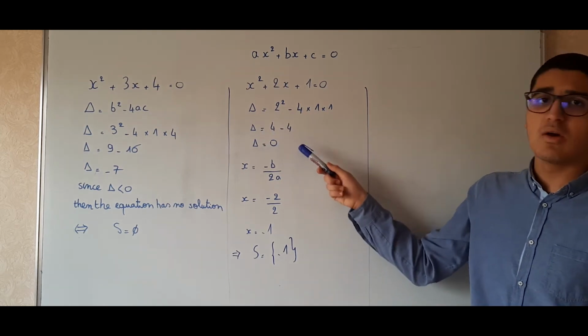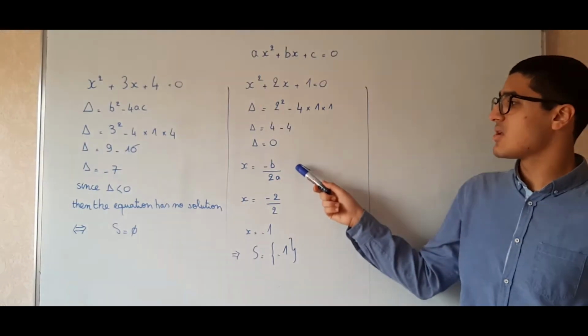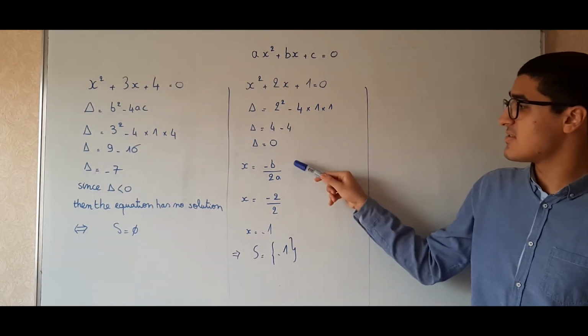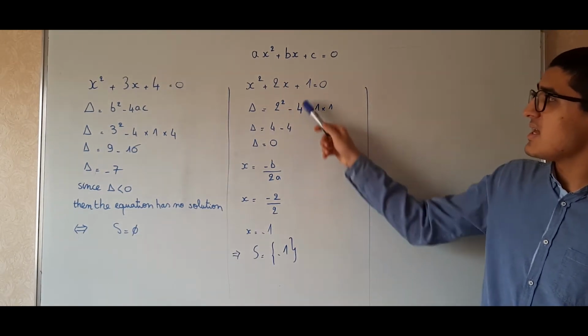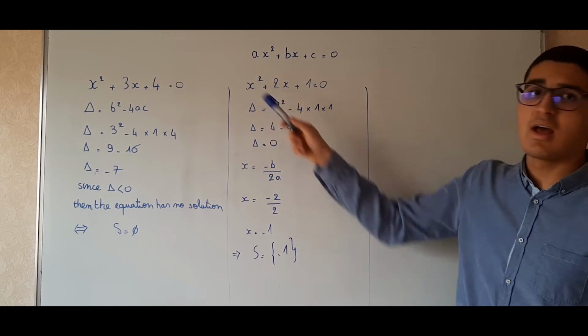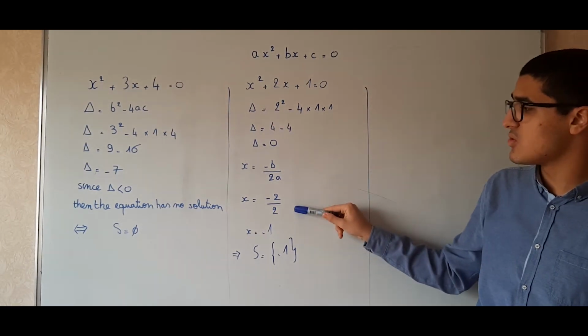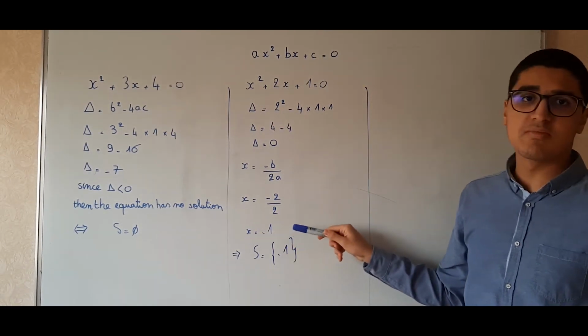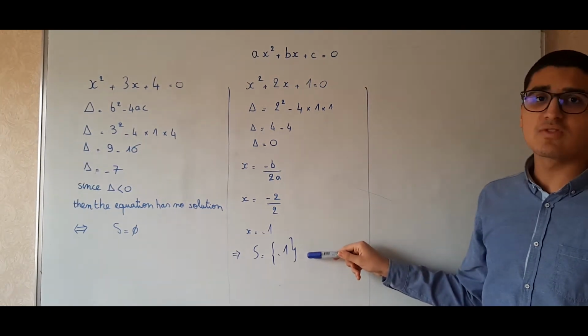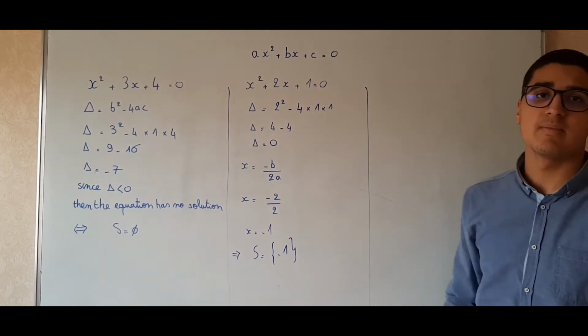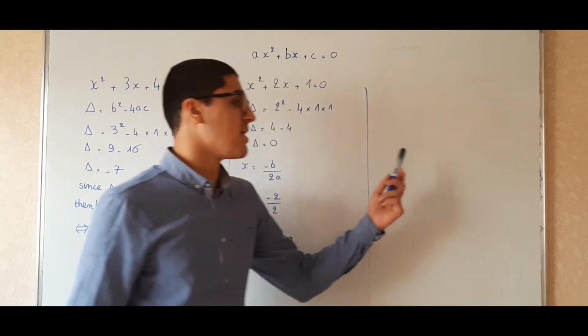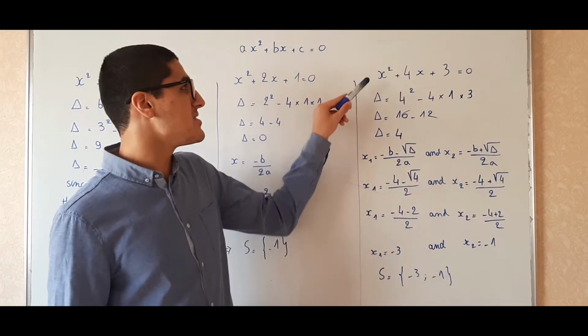In this case, when the determinant equals 0, the solution is given by the formula minus b over 2a, with b equals 2 and a equals 1. That is minus 2 over 2, which gives x equals minus 1, and then the set of solutions is minus 1. We move on to the third example. Here is our last example.